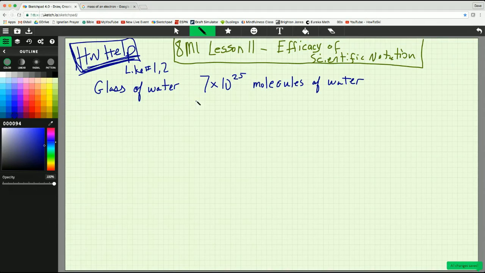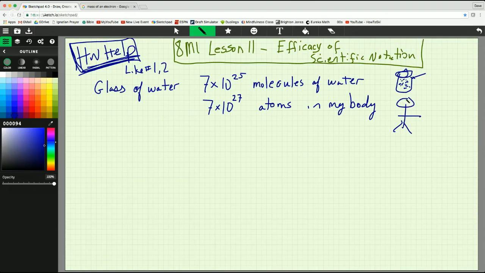And then I'm going to take this from the problem. I'm going to say, well, 7 times 10 to the 27th atoms in my body. So we have a glass of water, and in this glass there are just lots of atoms. In fact, there's 7 times 10 to the 27th. And in Mr. Lipscomb's body, it's composed of 7 times 10 to the 27th atoms.